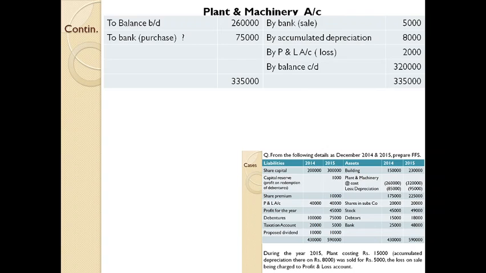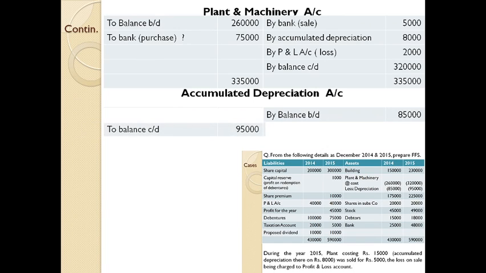Once you have prepared plant and machinery account, next you need to prepare depreciation account. Accumulated depreciation account has to be prepared because here the opening and closing balance is given. That is why we are preparing accumulated depreciation. Otherwise, we do not have to prepare such an account. So first of all, let us note down the opening balance as well as closing balance. Opening balance of depreciation is 85,000, closing balance is 95,000. And in the question it is said that accumulated depreciation on the asset is 8,000. That is, depreciation charged on that asset is 8,000. So in the accumulated depreciation account, it is written as to plant and machinery 8,000.